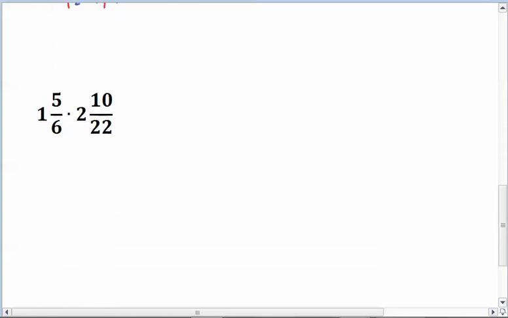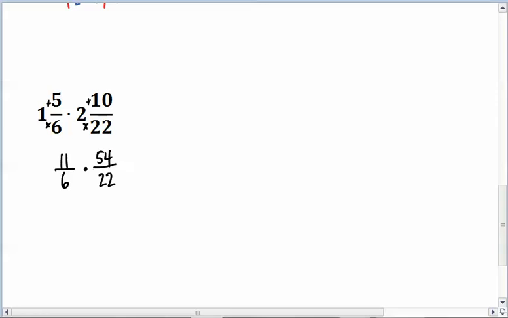Alright, now we have a little more complicated one. I have a mixed number in both positions. So here we go. Let's first do this. 1 times 6 is 6 plus 5. That's 11. And yes, you do have to do this when multiplying mixed numbers. So that's 44. 2 times 22 is 44 plus 10 is 54. And I leave the denominator the same. Why do we do that? Because that's the size of the slice. It doesn't have anything to do with how many we have.